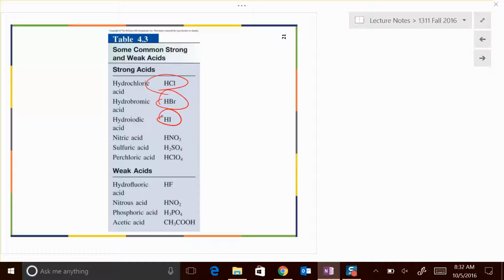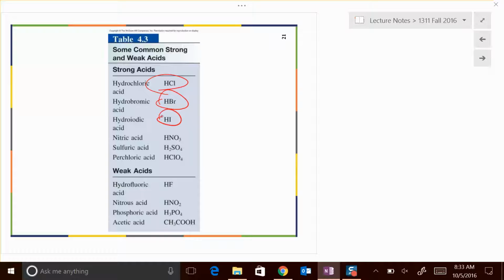And so they're strong acids. Nitric acid, strong acid. Sulfuric acid, remember, sulfuric acid, diprotic acid, it's only the first hydrogen. That's the strong acid step. The second hydrogen would come off in a weak acid step, okay? Perchloric acid.